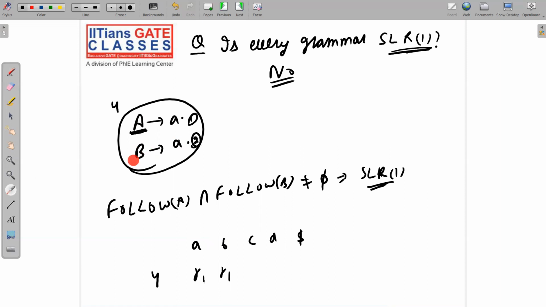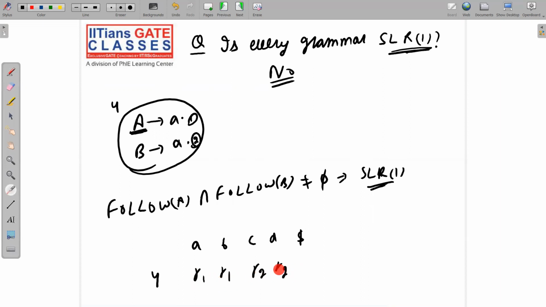So where will it be applied? Follow of capital B. Let us suppose Follow of capital B is C and D. Of course, I am assuming it. I have not given you the complete grammar, I am just assuming that. So don't worry, I will show you examples in subsequent slides. So let us suppose Follow of B is C, D. So here I will apply R2 and here I will apply R2. So there is no question of conflict.